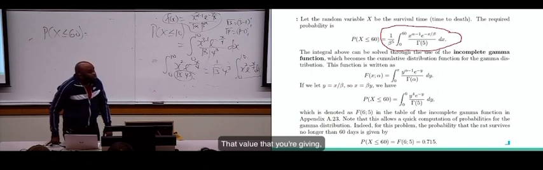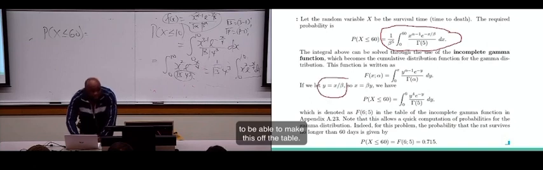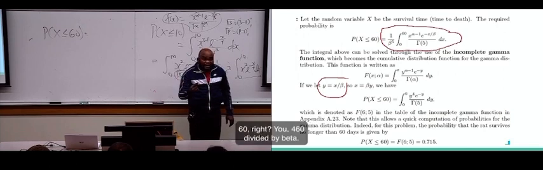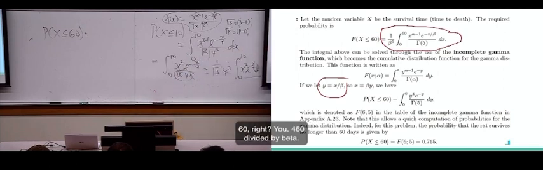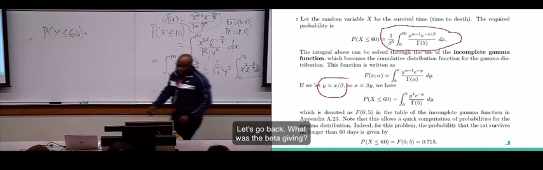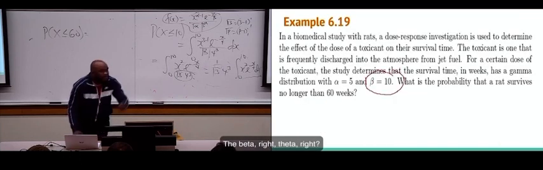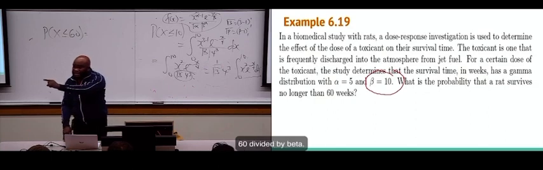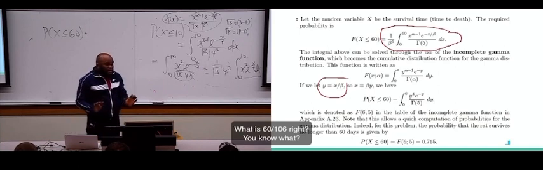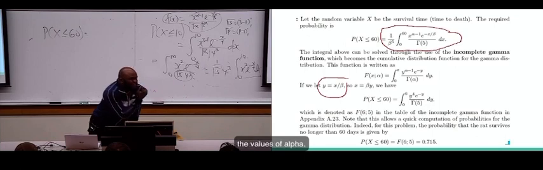That value that you are given, you're going to use it to be able to make use of a table. What was the value given? Please focus. 60, right? You do 60 divided by beta. What is beta? The beta is 10. What is 60 divided by 10? 6, right? I'm going to check in the table of gamma, 6 against the values of alpha.